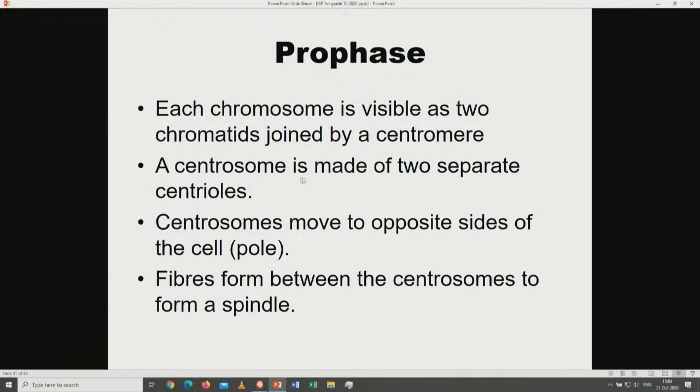The centrosome is made, and then the 2 separate centrioles, and then the centrosomes, move to the opposite poles of the cell, and then the spindle fibers form between the centrosomes.